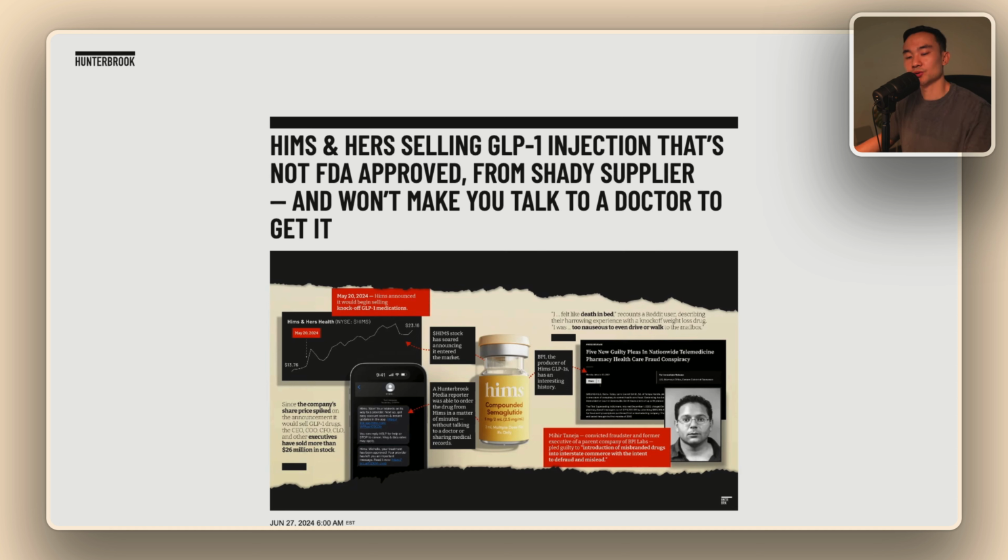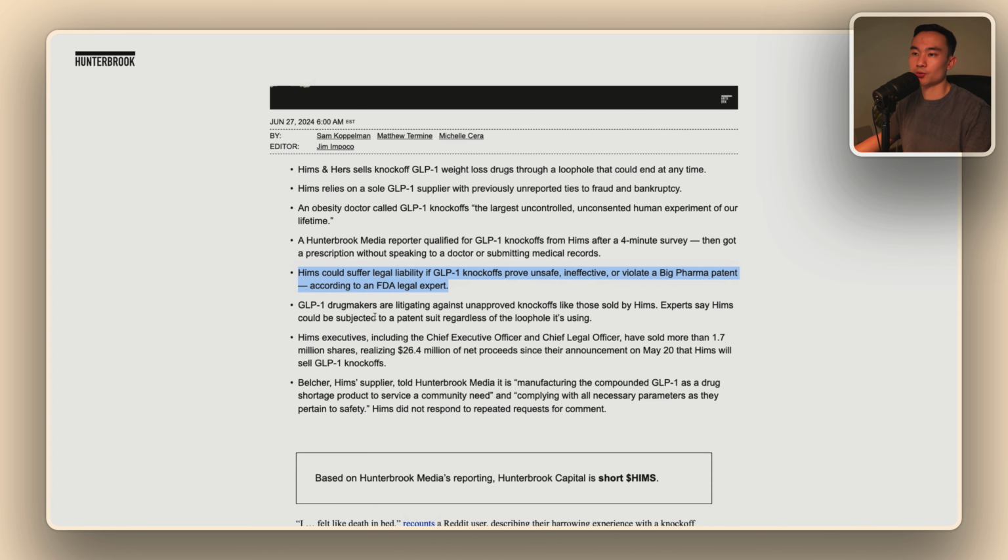I'm not gonna go through the entire report here, but in a nutshell, the report claimed that HIMS and Hers is selling GLP-1 injections that are not FDA approved from a so-called shady supplier. So the report went on to say that HIMS could suffer legal liability if GLP-1 knockoffs prove unsafe, ineffective, or violate a big pharma patent, which I totally agree with.